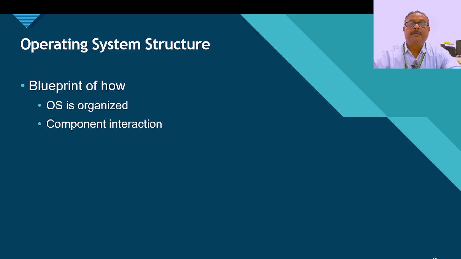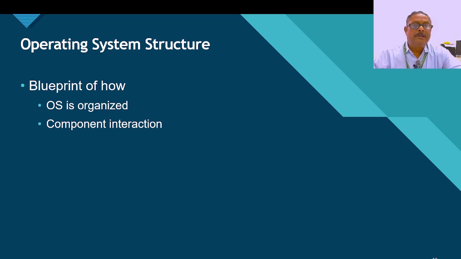Hi friends, now let's get into the next session where we look at how an operating system is structured. The structure of an operating system means the blueprint of the operating system, how an operating system is organized and how the components are interacting with each other. So the whole blueprint is put, and that is what we call a structure.